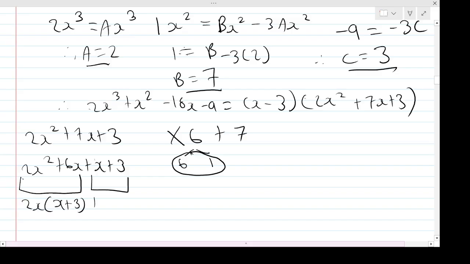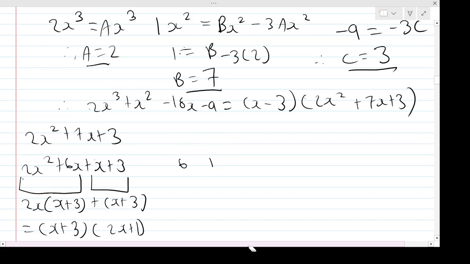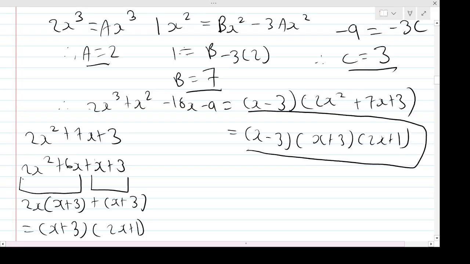And then simply x plus 3. I can't do anything more with that. Well then, x plus 3 is a common factor, so I can factorise even further, pull that out, and then I get 2x plus 1, and that is my factorisation. So there we are then. We can then further factorise to x minus 3, x plus 3, 2x plus 1. Great stuff. There we are.